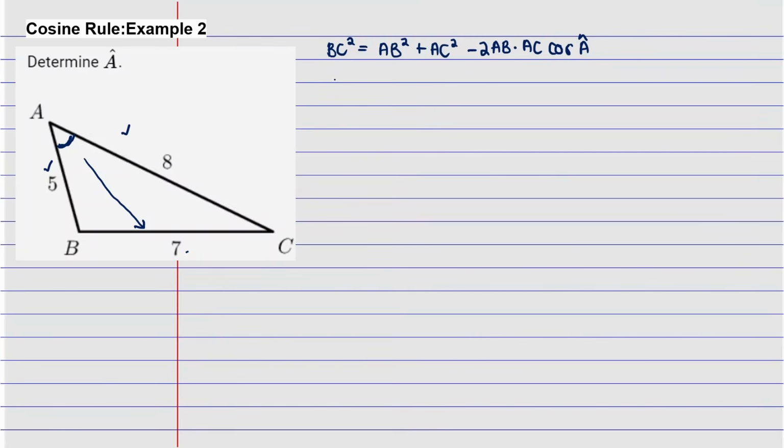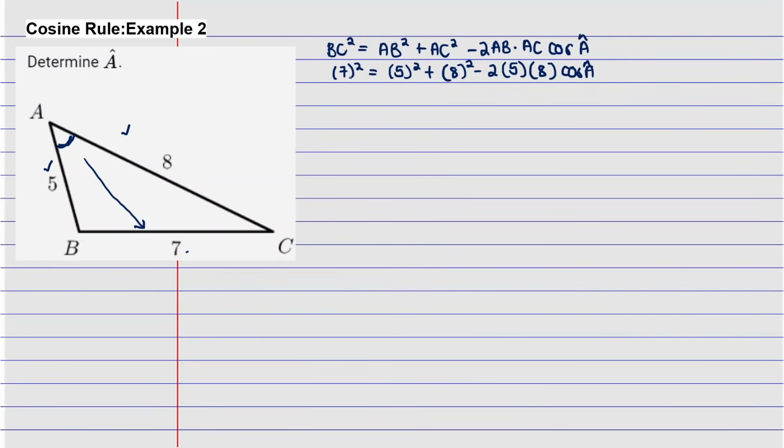So we know AB is 5 and BC is 7. So this is going to be 7 squared is equal to AB squared, AB is 5, so 5 squared plus AC squared, which is 8 squared, minus 2 times 5 times 8 times cos A. So that's what we know.